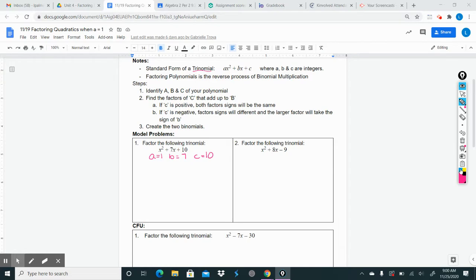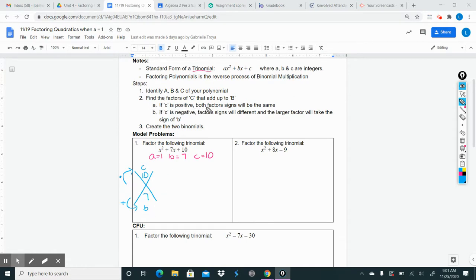Our second step, okay, so step number 1 is done. Our second step is to find factors of c that add up to b. What I like to do is create a large x, where I put c on top, b on the bottom. So c is 10 and b is 7. And we're going to place our factors here, and they have to multiply to give us 10, but add up to give us 7. So they have to multiply to give us c, but add up to give us b.